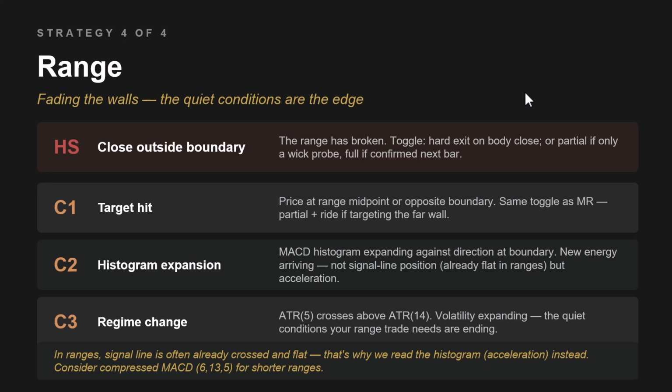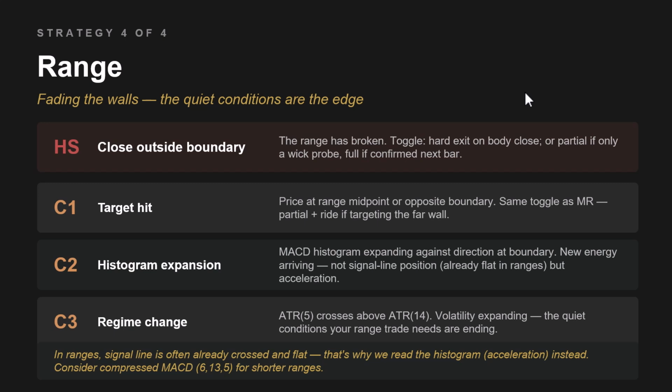Our second confluence factor may be something like volatility contraction or potentially histogram expansion. If the histogram is expanding in the direction of the boundary, it suggests that new energy is arriving. So an increase in volatility or an increase in histogram on your MACD would say, hey, look, this could push on through.